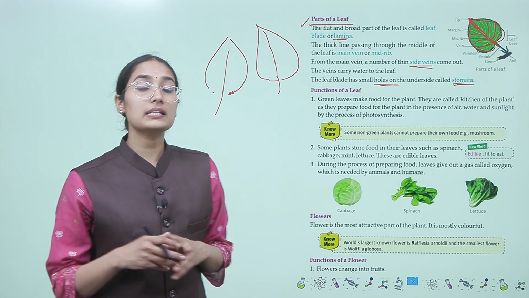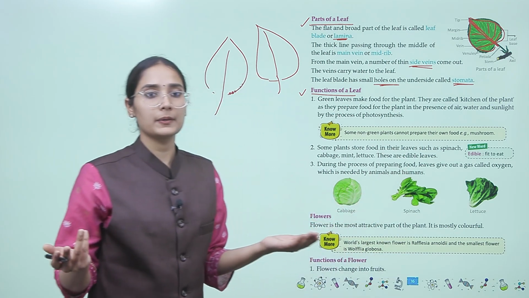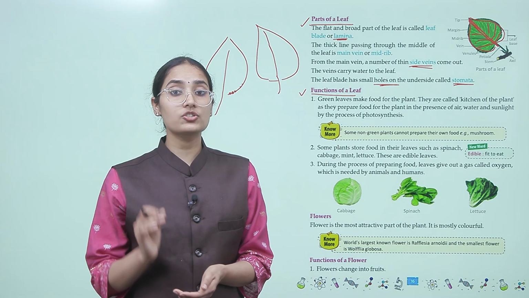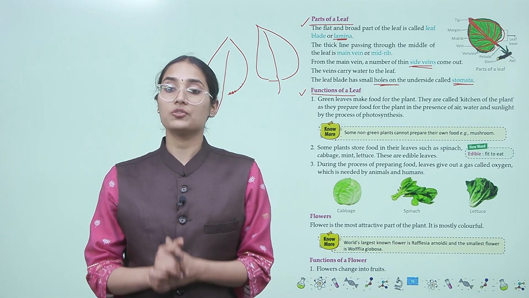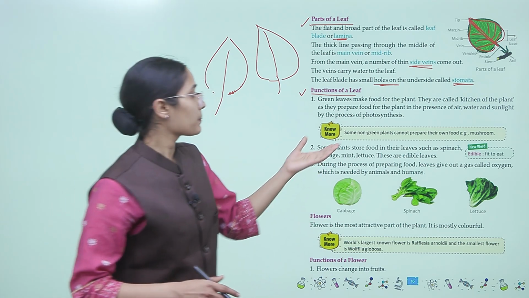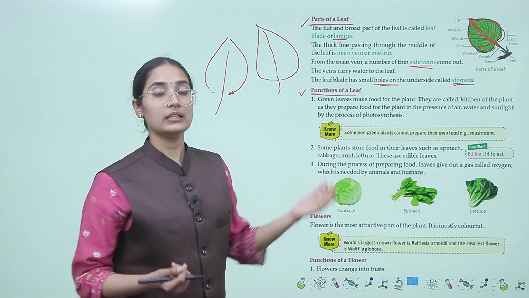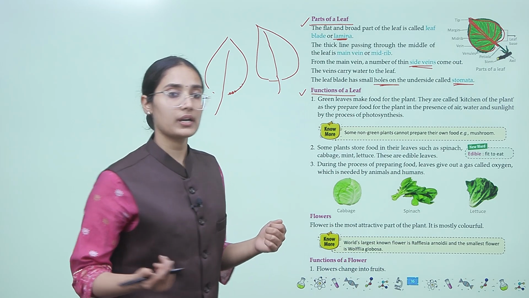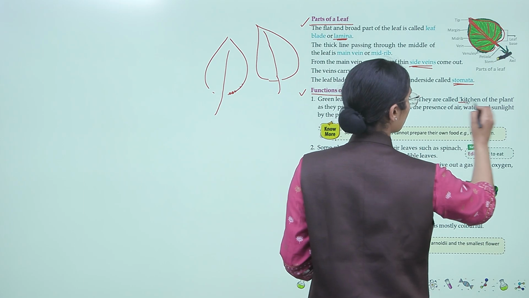right? Now let's understand the function of a leaf. What is the purpose of a leaf? Why is it there on the plant? So green leaves make food for the plant. They are called the kitchen of the plant, as they prepare food for the plant in the presence of air, water, sunlight by the process of photosynthesis. So see, to make food, to get energy, there is this leaf, this plant part that makes food, right? This is the purpose of the leaf, and it is called the kitchen of the plant.